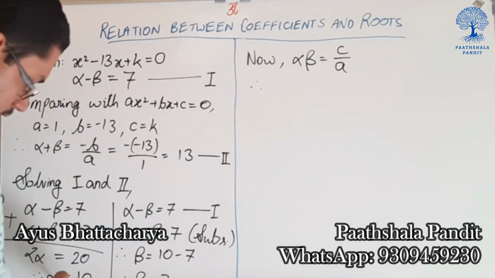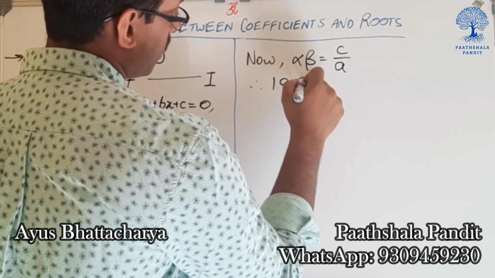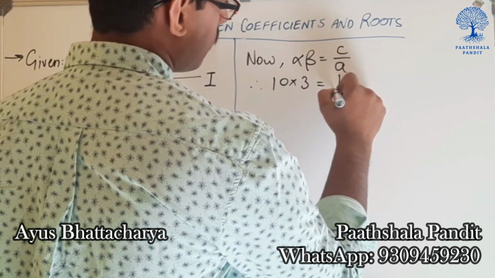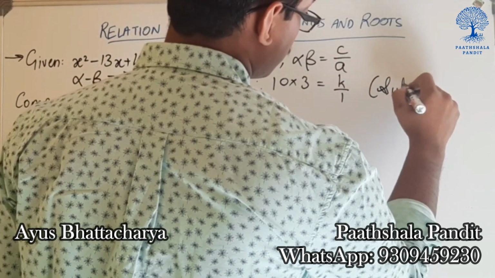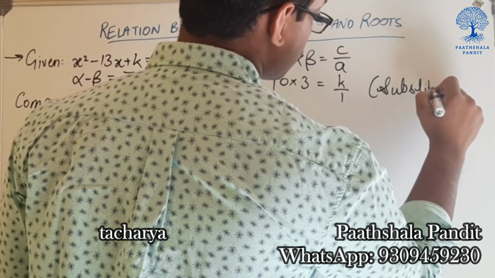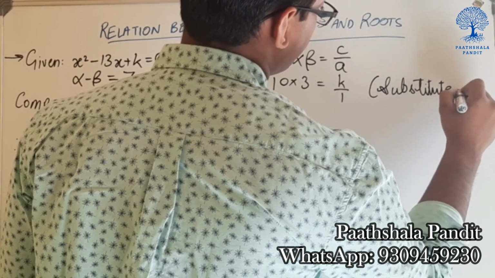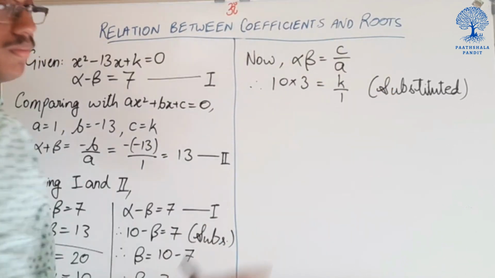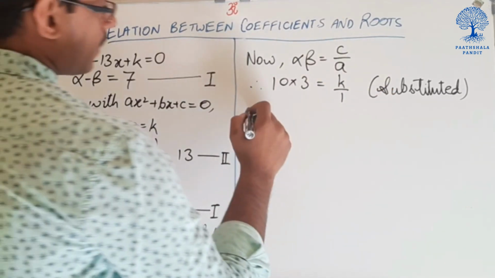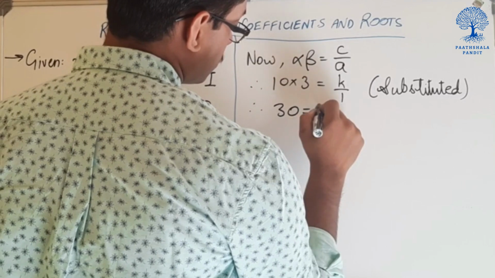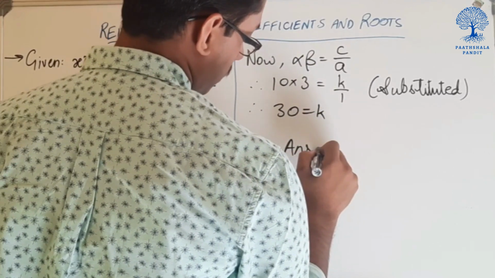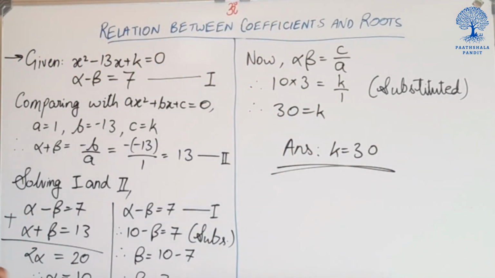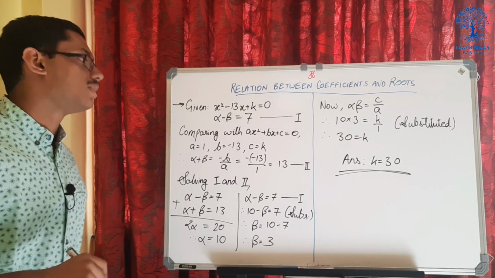Therefore, 10 multiplied by 3 is equal to K by 1, substituted, okay? Remember, sometimes I am writing it in the full form, sometimes in short form, but you will always write it in full form, alright? Therefore, 30 is equal to K. Answer, K is equal to 30. Okay, like this you have to follow the process and you will get the answer.